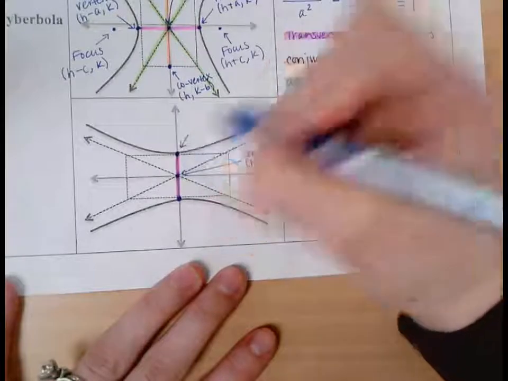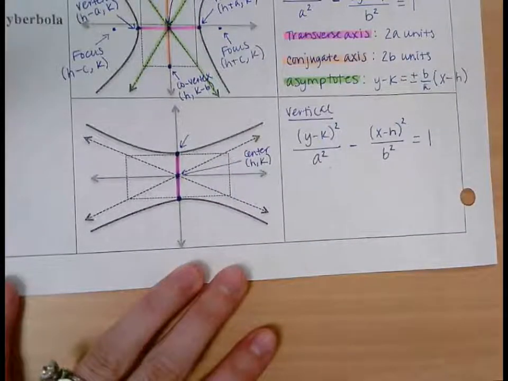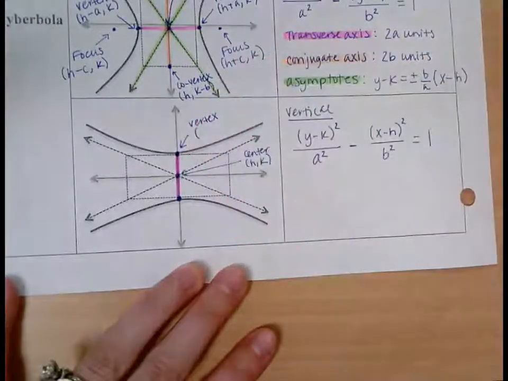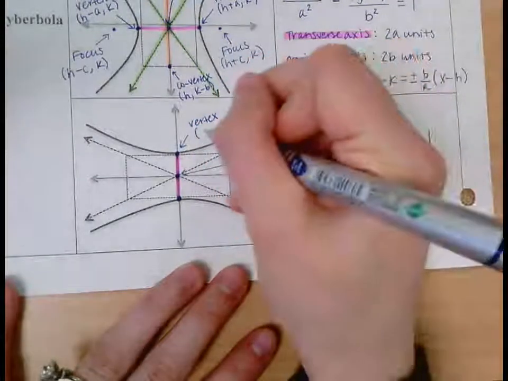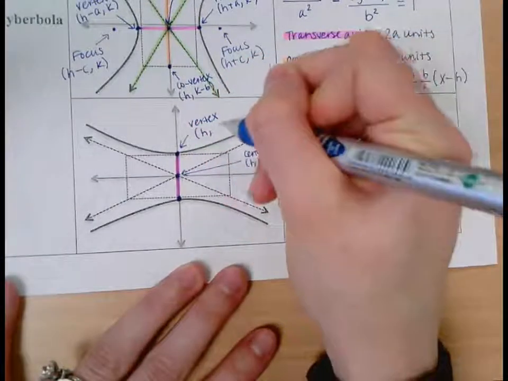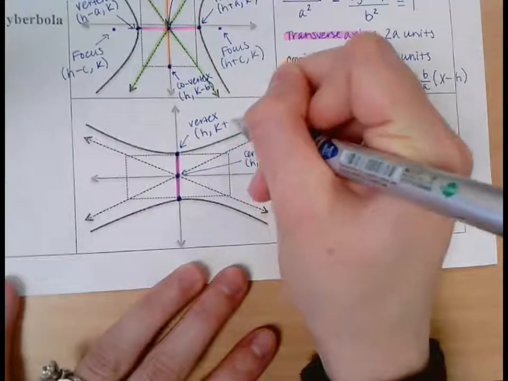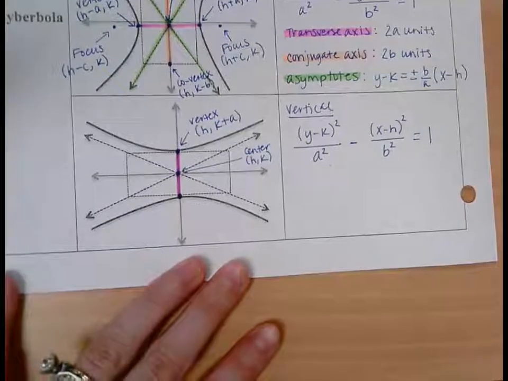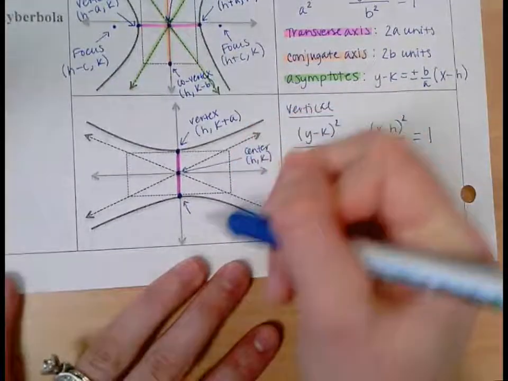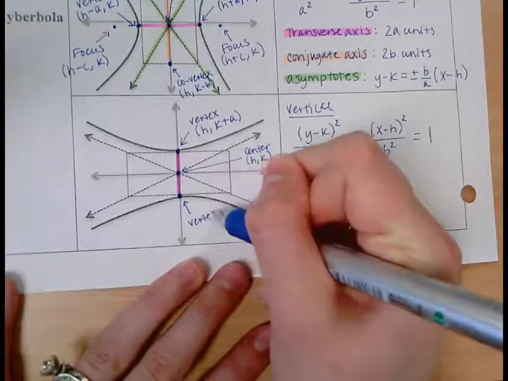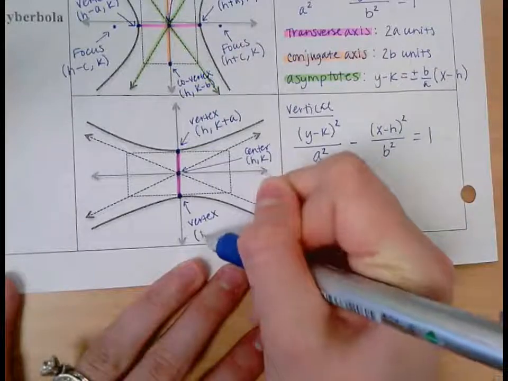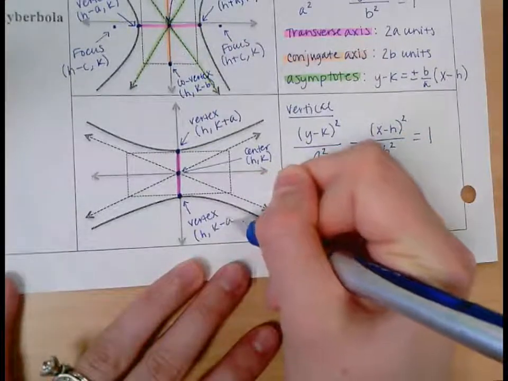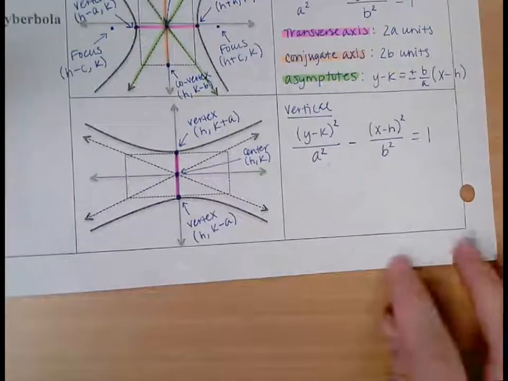And then I'm going to label the two vertices. So I'll start with the top one. The top vertex has the following coordinates. The x-coordinate is h. The y-coordinate is k plus a. And then the bottom vertex, x-coordinate is h, y-coordinate is k minus a.